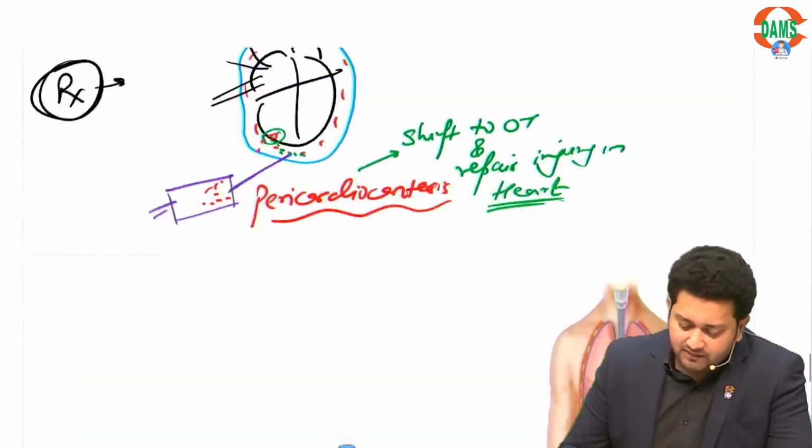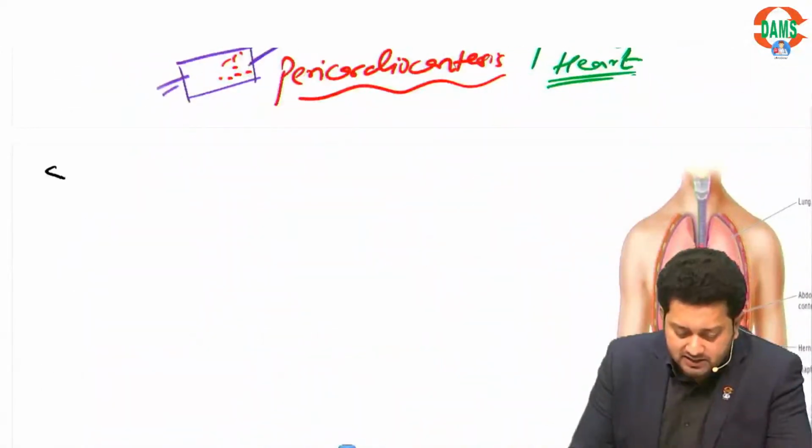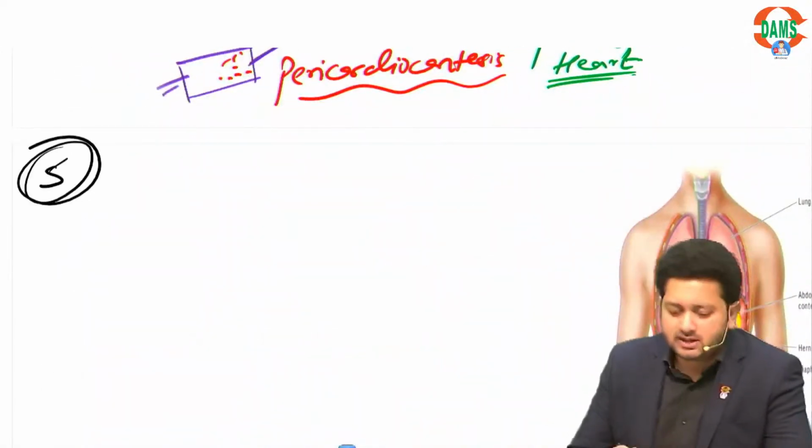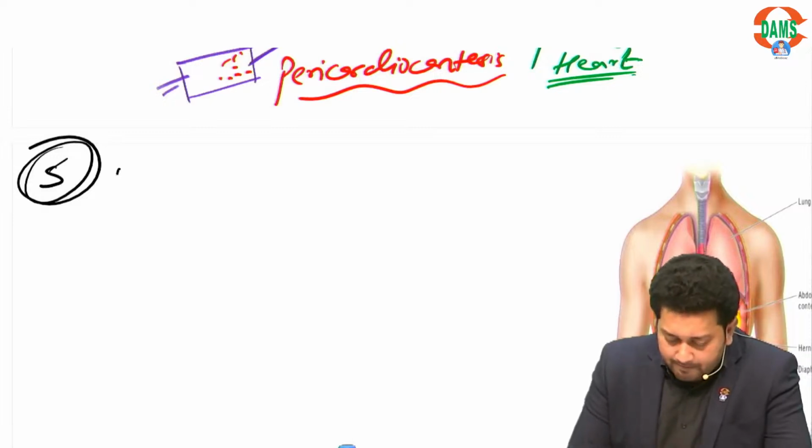One more injury we'll see. This was 4. So 5 thoracic trauma injuries we have discussed. The last injury is diaphragm injury.